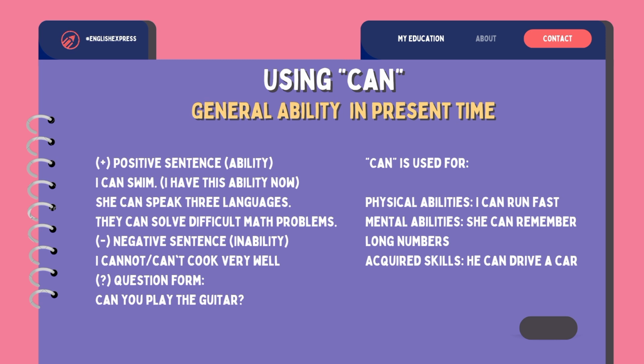Okay? For question form, the first word that we say is can. So, for example, can you play the guitar? Okay, so can is used for physical abilities. For example, I can run fast, and mental abilities like she can remember long numbers, and then acquired skills like he can drive a car.